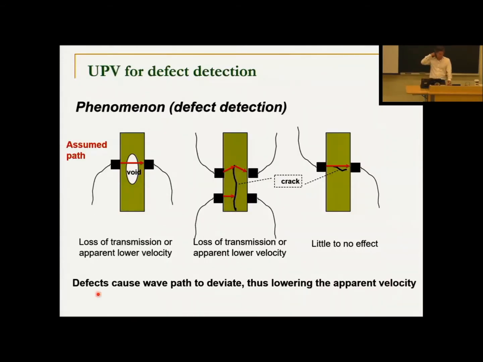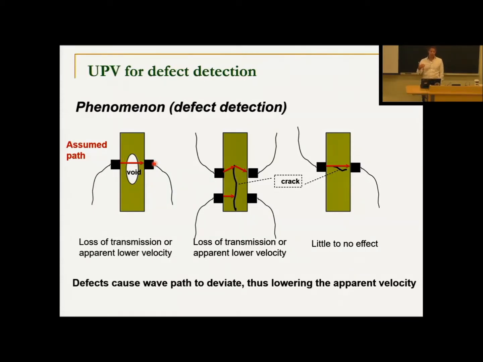But this method could be used, just like in radiography and radiation, to find internal defects. The difference now is that we're not looking at the intensity, but we're looking at the time. Remember, all we're doing is measuring time, the time it takes for the wave to travel through.